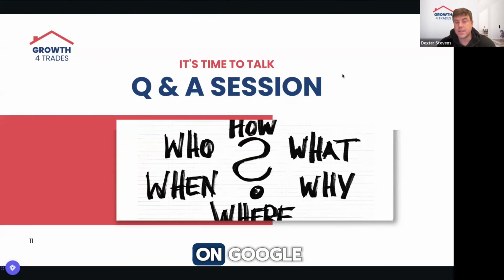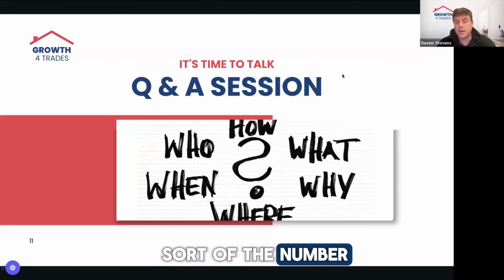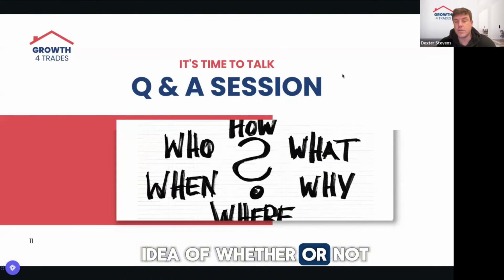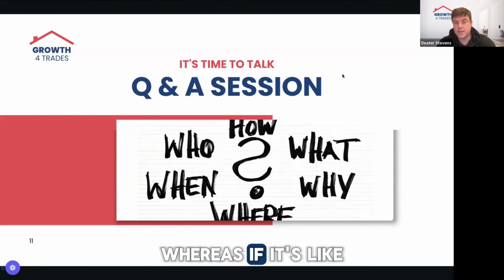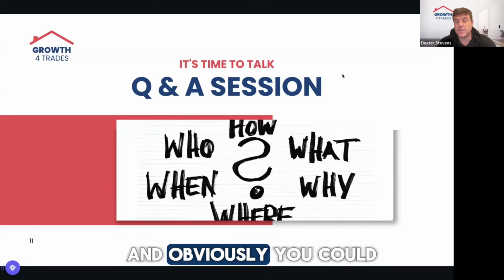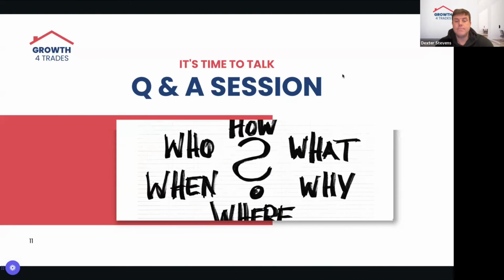There's also a database on Google with the phone calls. So when you're receiving phone calls, it'll give you the number and how long the call was. So you can get a rough idea of whether or not it's a lead. Say if a call's only 3 seconds, it's probably not a lead, whereas if it's 5 minutes or over 2 minutes, then you could potentially see that that was a lead. And obviously you could cross-reference that number with your own database. And that helps.